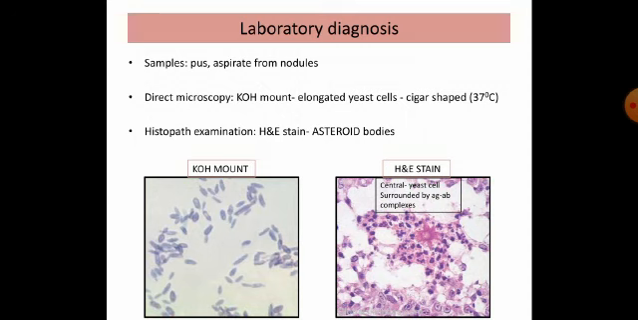forms. When we sometimes also subject it for the histopath examination using the H&E stain, we see the classical asteroid bodies. Okay, so what are these asteroid bodies? You can see in the picture on the right hand side, there is a central yeast cell which is surrounded by the antigen antibody complexes. Okay.